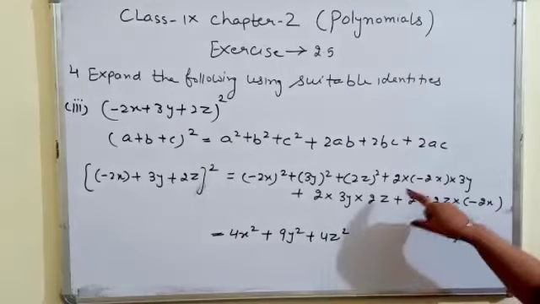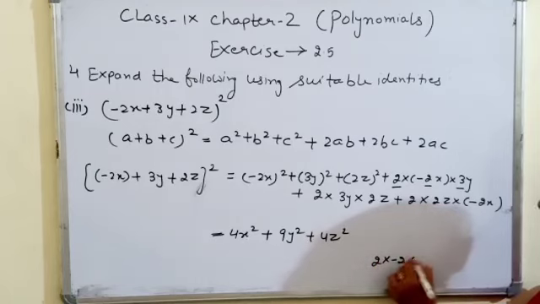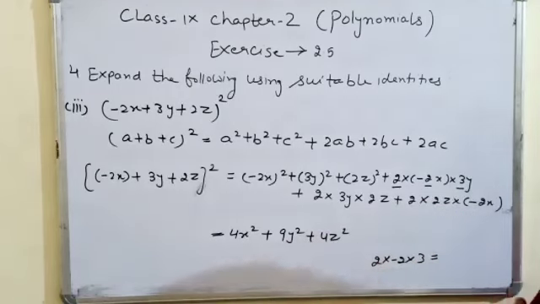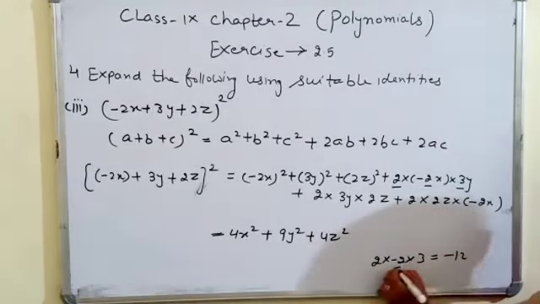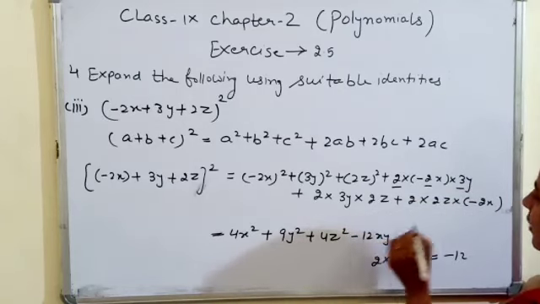Now see here, you have to multiply 2, minus 2 and 3. So what is the result for this? This is minus 12 because one term is having the negative value here. So we can write minus 12xy.